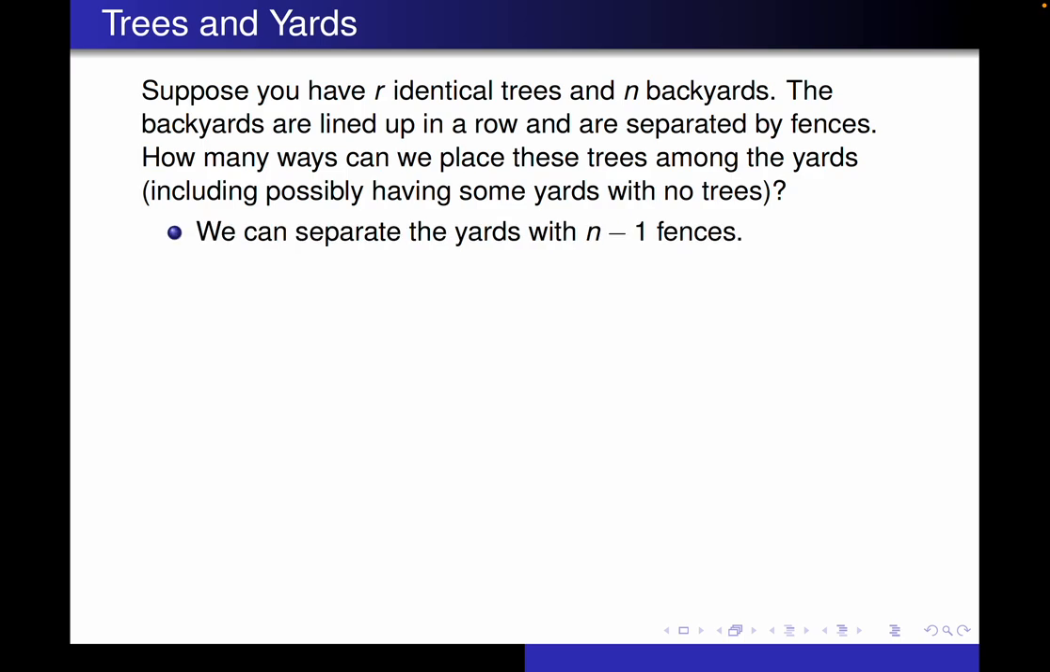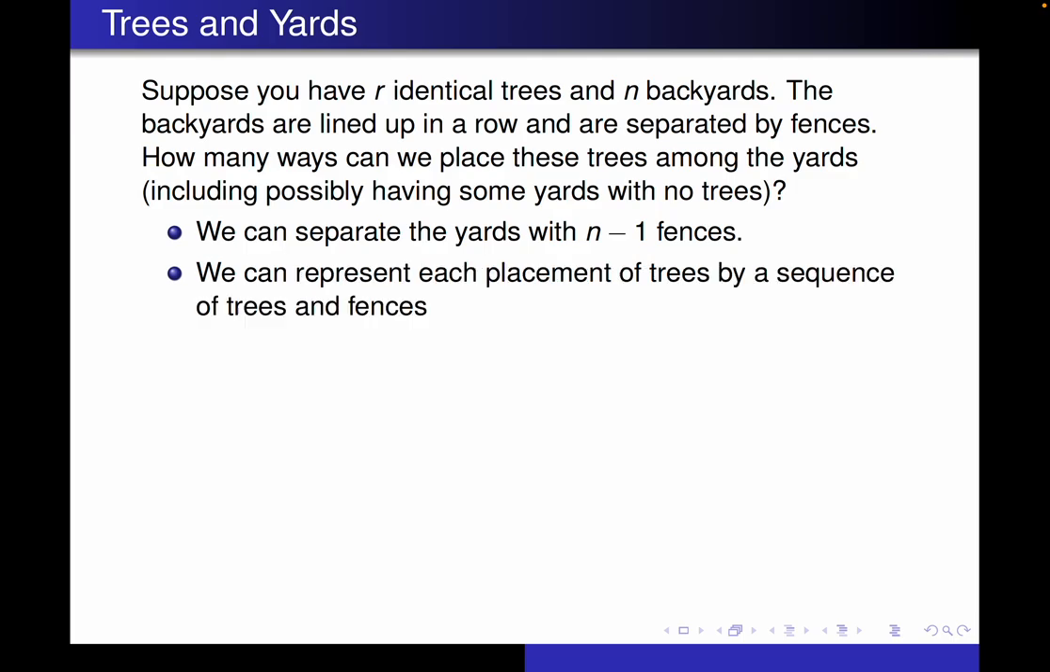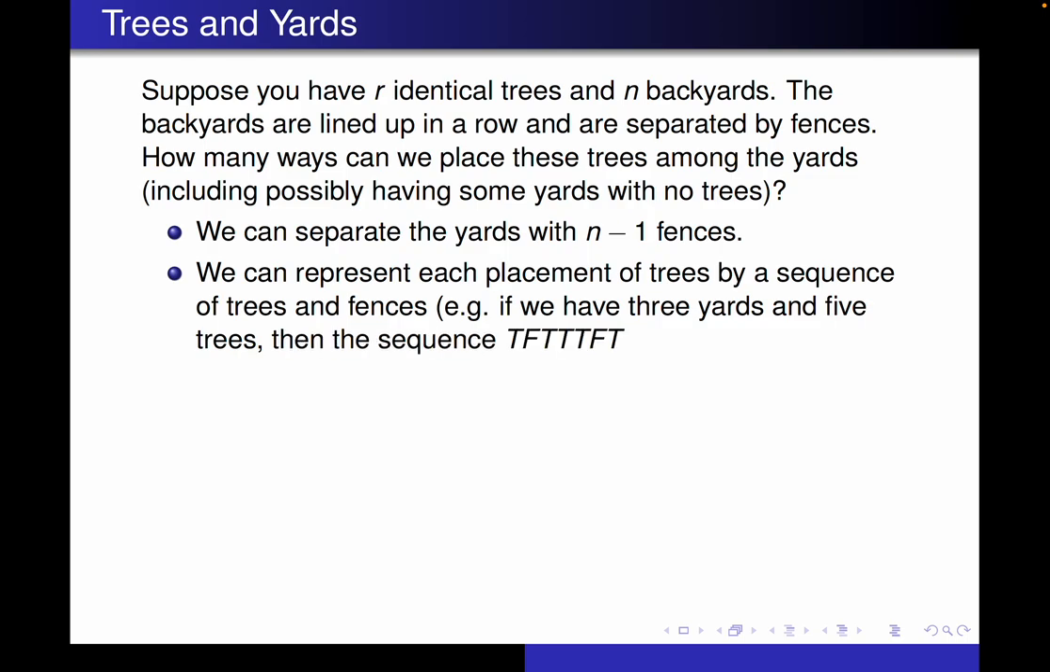So first of all, we want to separate the yards using fences. If we have n yards, we can separate them with n-1 fences. We can then represent each placement, as you saw in the activities, by a sequence of trees and fences. So if we were to have 3 yards and 5 trees, 3 yards means 2 fences, here's what one possible sequence might look like. Notice that we have 2 F's for the fences, and we have 1, 2, 3, 4, 5 different trees that we put in there.